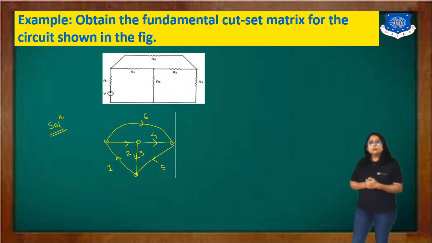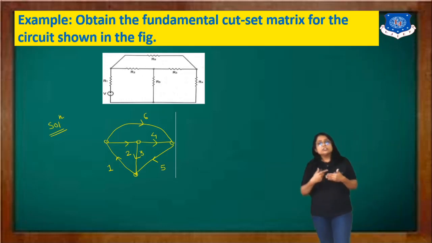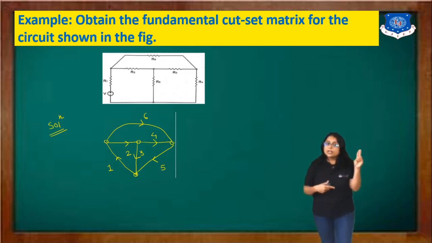Now, what we will do, as in the definition they say, the number of cut sets is equal to the number of twigs, and twigs are what? The branches of the tree.